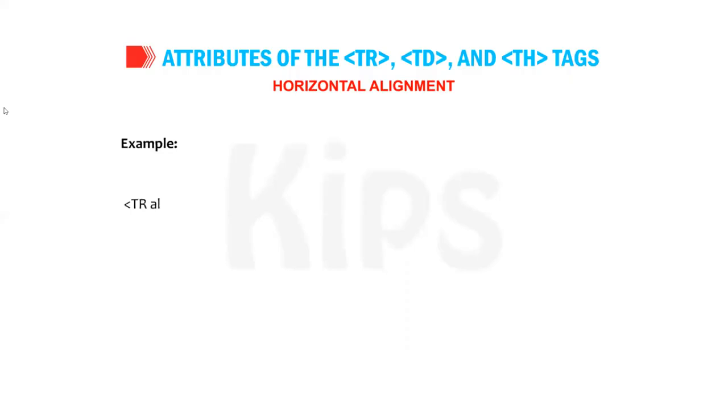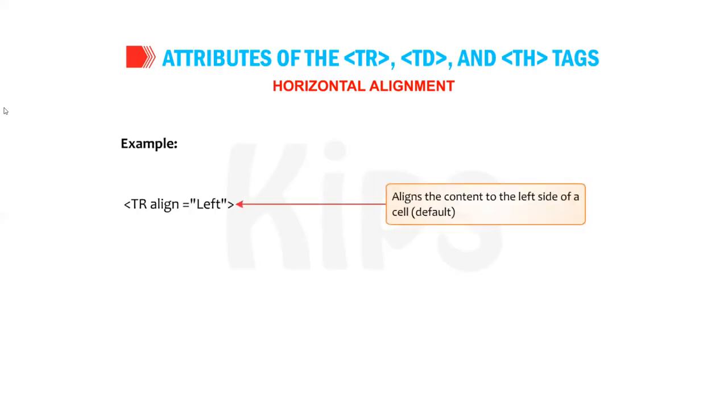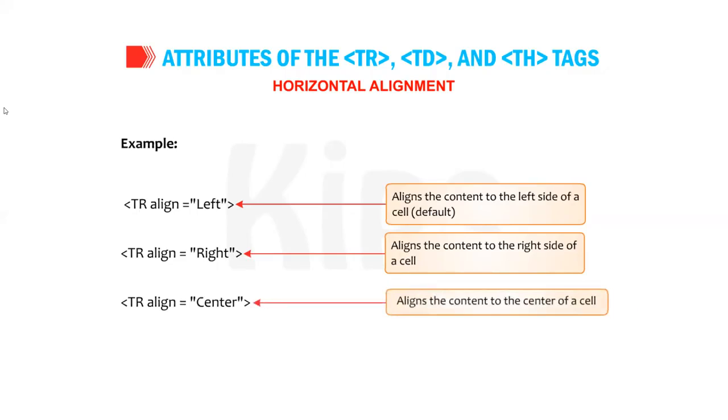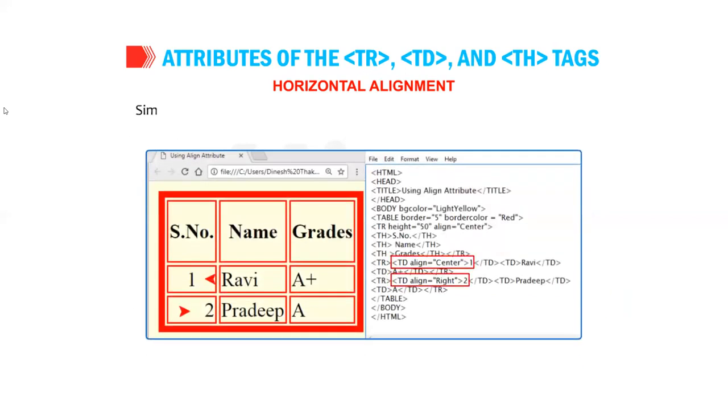Example: TR align="left" aligns the content to the left side of a cell. Default. TR align="right" aligns the content to the right side of a cell. TR align="center" aligns the content to the center of a cell. Similarly, you can change alignment of a column also by using the TD tag.